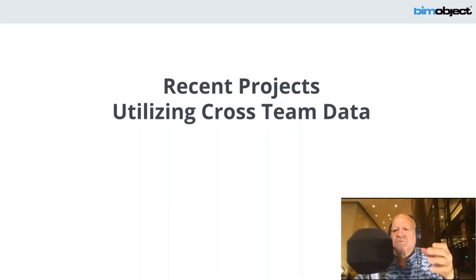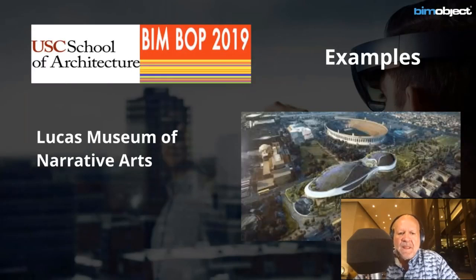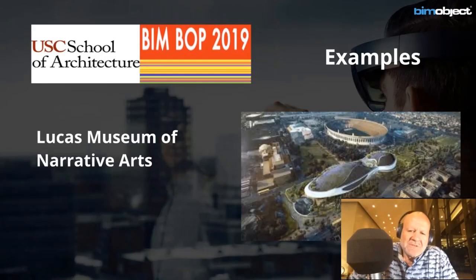But there were some amazing presentations on large, very, very large projects that were utilizing cross-team data. When I say cross-team data, I'm talking about curtain wall installers sitting down and leveraging the same exact data that came out of the structural engineer, and they're working together on these. One example is the Lucas Museum of Narrative Arts. Ironically, in the picture I have, that's the Coliseum behind it where the Los Angeles Rams play, but that was built for the Olympics many, many years ago and is going through renovation.